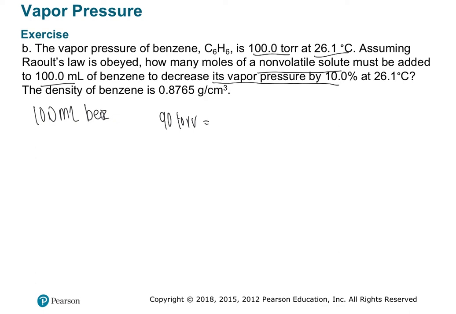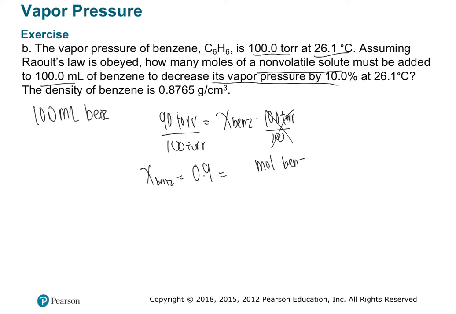So 90 torr equals my mole fraction of benzene times my original 100 torr. Now I can solve for my mole fraction. I'm going to divide by 100 torr on both sides, cross out. So I now know my mole fraction of benzene equals 0.9. Well, we know mole fraction of benzene means moles of benzene divided by moles of benzene plus my moles of solute, which we don't know. That's what we're going to try to find.